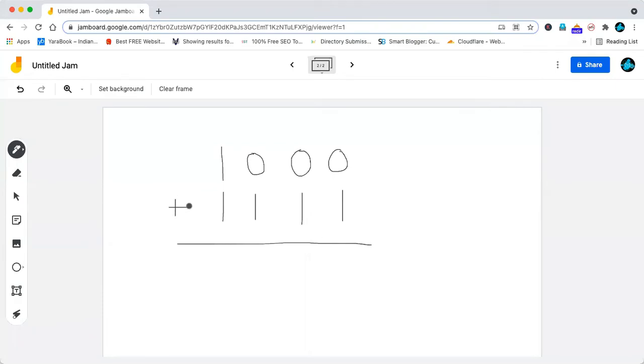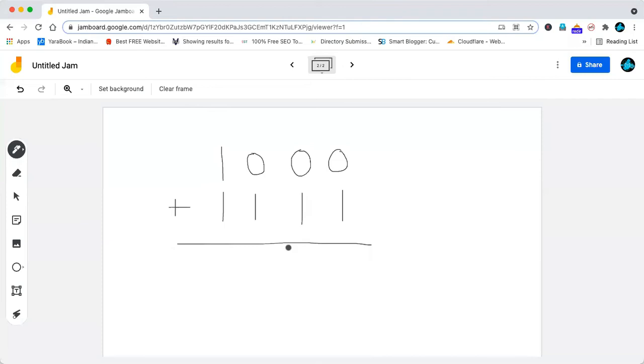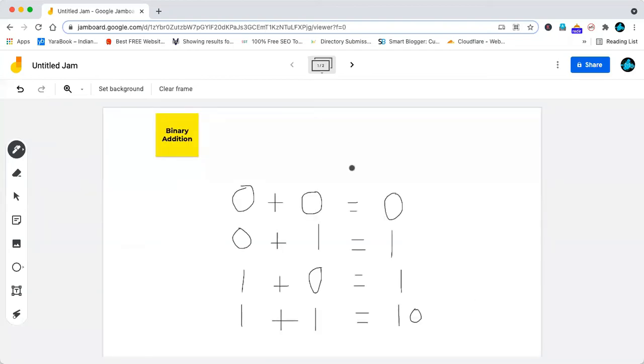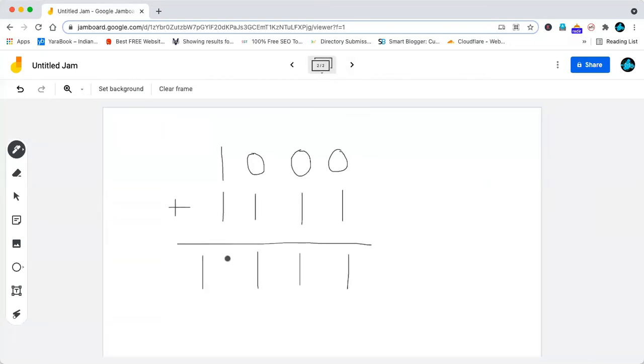Plus. So we'll add it now. So 0 plus 1. Now look into the table given here. 0 plus 1 equals 1. So we'll write 1 here. We'll start solving from the right. Then again 0 plus 1, the same thing, 1. Then 0 plus 1 equals 1. Now 1 plus 1. The answer is 10. So we'll write 10 here. So the answer is 10111.